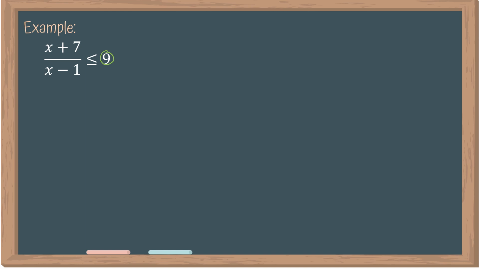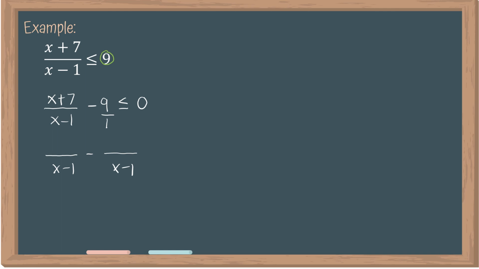So, we have x plus 7 all over x minus 1 minus 9 is less than or equal to 0. So, pwede na natin isulat to as similar terms by identifying the LCD. So, yung 9 natin understood to be over 1. So, ang LCD natin will be x minus 1.